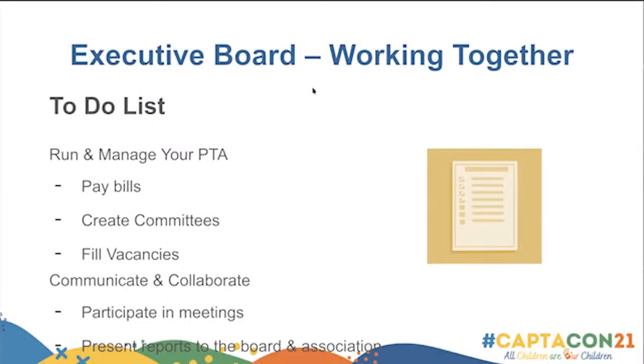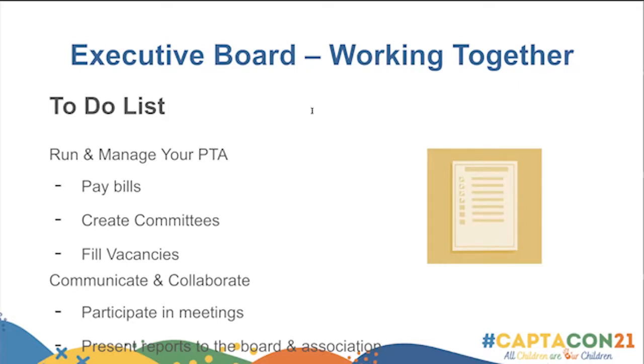Essentially, the executive board oversees the day-to-day running of a PTA. The purpose is to plan and conduct business between association meetings. Your main duties are listed in your bylaws and in the toolkit and include paying bills and creating committees, which the executive board has the authority to create and to carry out the work of the organization. In addition, the executive board fills vacancies.